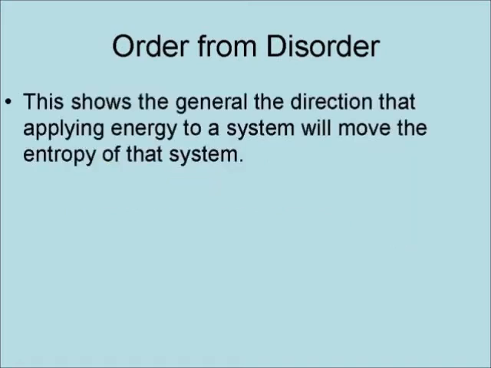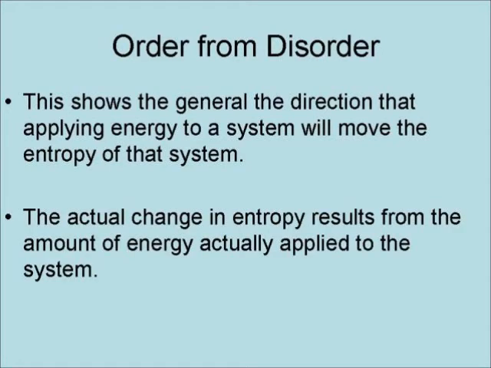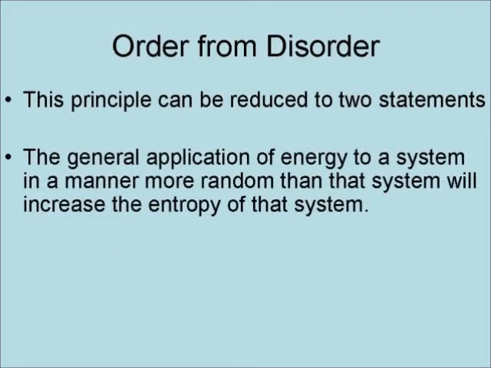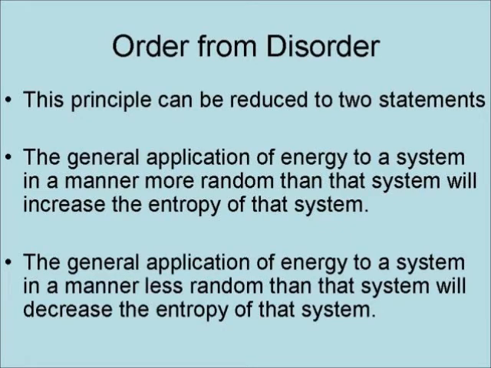This shows the general direction that applying energy to a system will move the entropy of that system. The actual change in entropy results from the amount of energy actually applied to the system. This principle can be reduced to two statements. The general application of energy to a system in a manner more random than the system will increase the entropy of that system. And the general application of energy to a system in a manner less random than that system will decrease the entropy of that system.